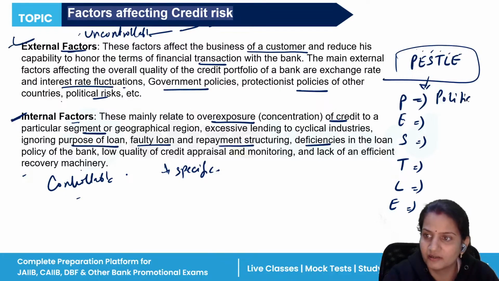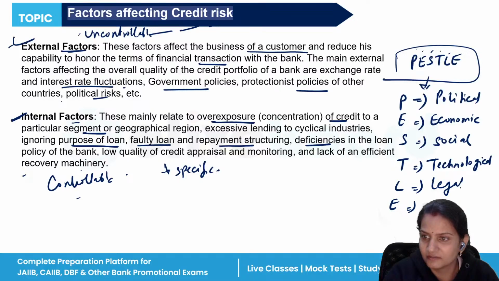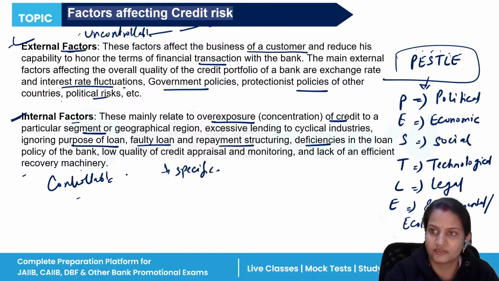PESTLE means political, economic, social. T stands for technological, L stands for legal, and E stands for environmental. Environmental, you can also say ecological. So this is PESTLE. It consists of what? The external factors, the uncontrollable factors which we cannot control.